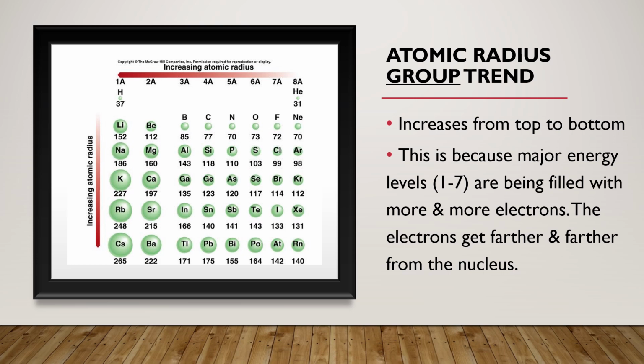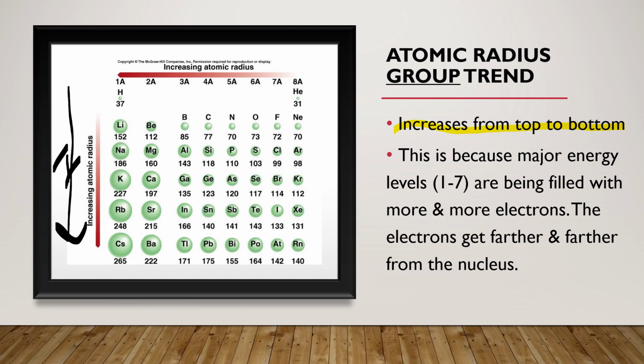So the atomic radius group trend, and remember, group is going down the periodic table, same as a family. So here's the trend that you need to know. It increases from top to bottom. It's really important. So what we're saying is that as you go down the periodic table, you get an increase. This is because major energy levels 1 through 7 are being filled with more and more electrons. The electrons get farther and farther from the nucleus.